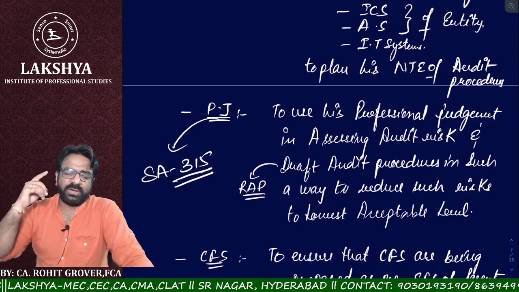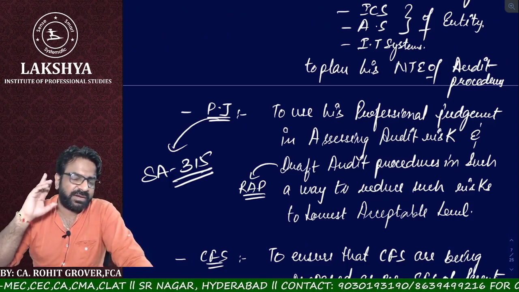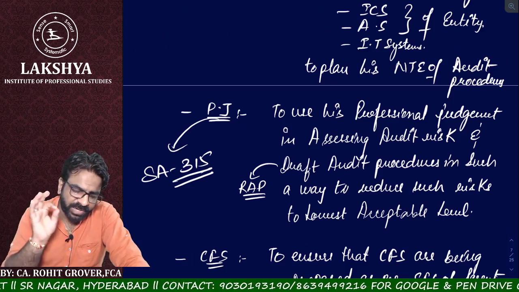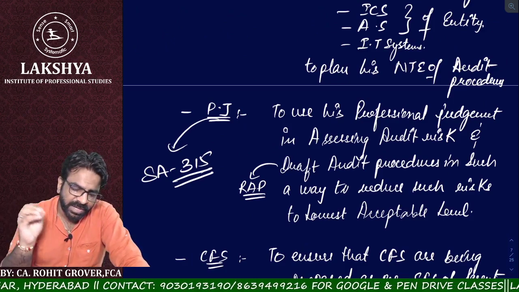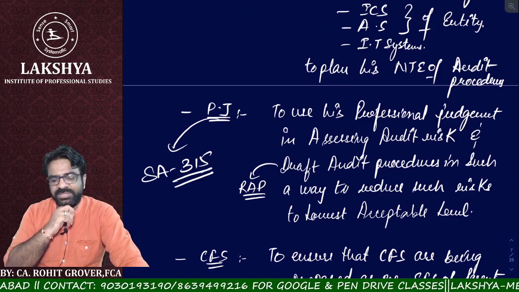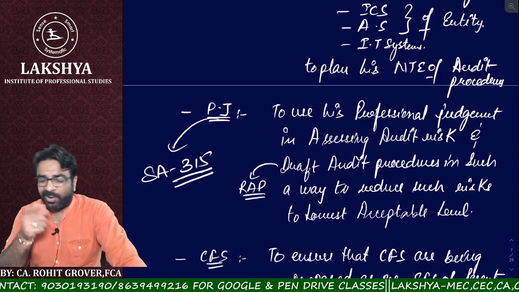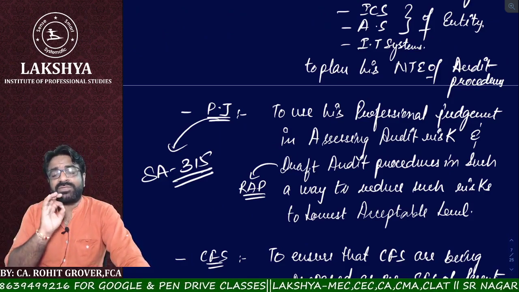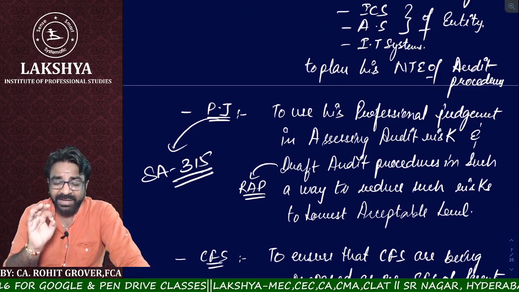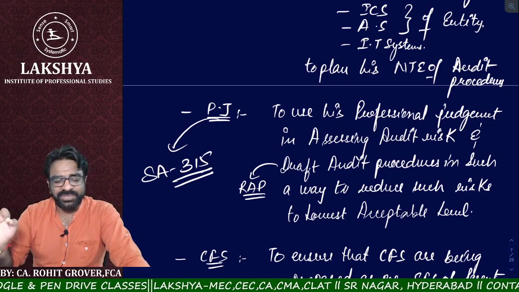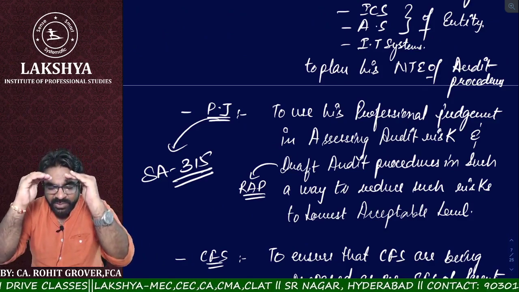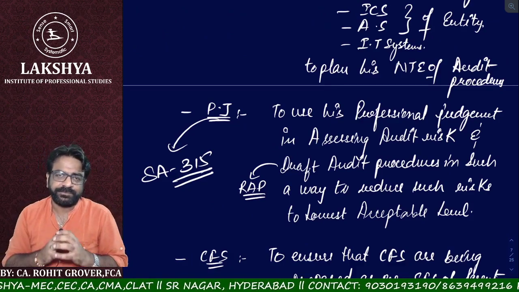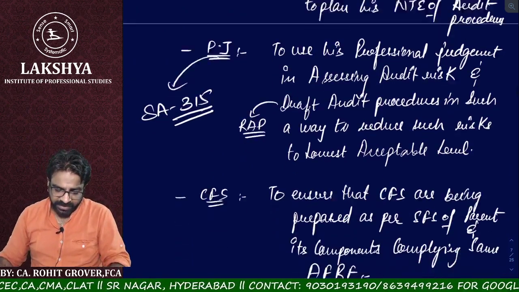Standard number one we understood: we have to take care of SA 300, that is called audit planning. We have to have a better understanding of the internal control system, accounting system, and IT system, so that I can plan my nature, timing and extent of audit procedures. That is also the auditor's responsibility. The auditor's responsibility is also to assess the risks in the audit of consolidated financial statements and plan his risk assessment procedures in such a way that he can reduce those risks to the lowest acceptable level. Clear, everyone? Next one.